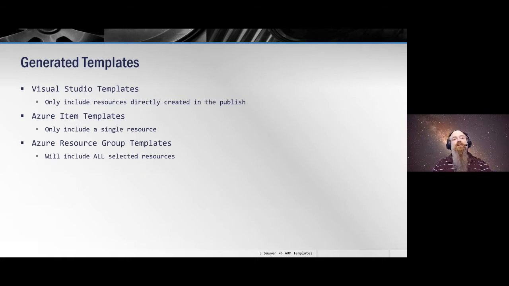Now, resource group templates will include all selected resources, and they'll do a pretty reasonable job of figuring out what your dependencies are too. They actually usually work relatively well, although sometimes they go boom. But if you're using resources in another resource group, they won't necessarily include those. And they're going to be a lot bigger than you need, and you may not need to deploy all of those resources in the resource group.